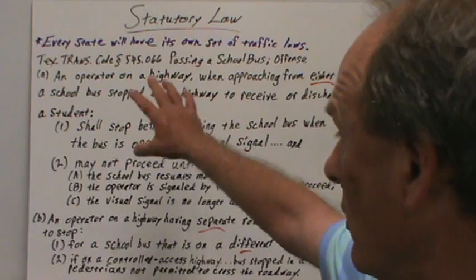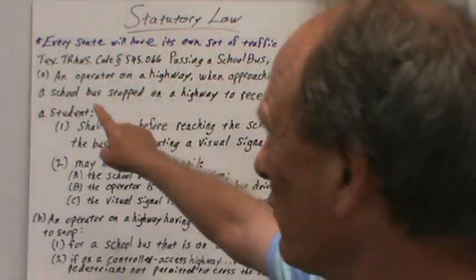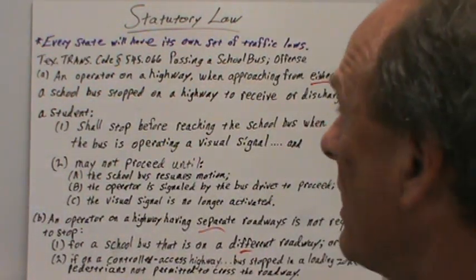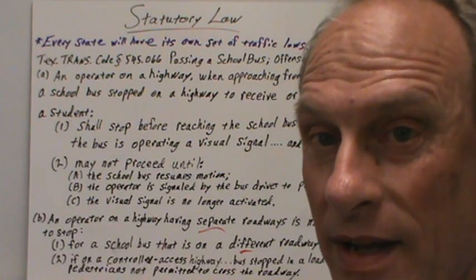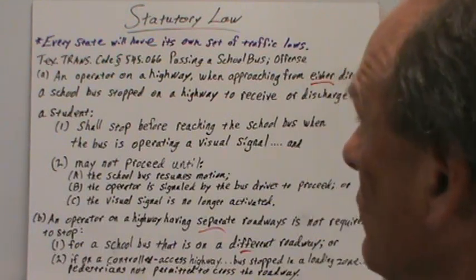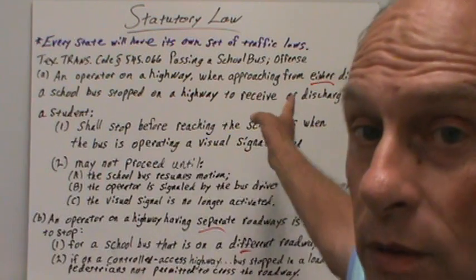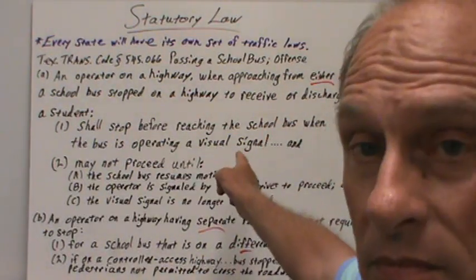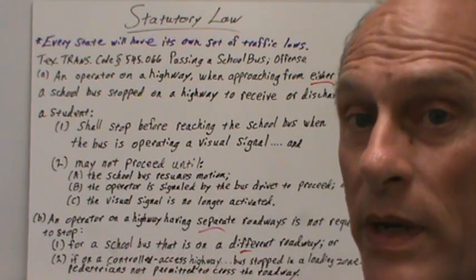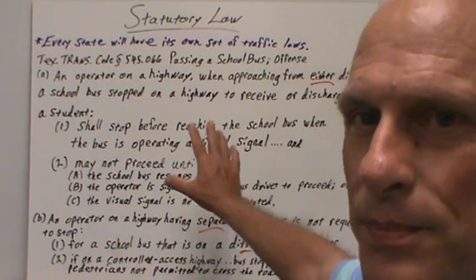Now, this is long and convoluted, and if you look at it here, it's really only one sentence from where I began to where I ended. So you have to diagram the sentence a little bit to understand exactly what your obligation is. Cutting it down, an operator of a motor vehicle when approaching a school bus shall stop, and may not proceed until. So that's the way you read this. Now, that sounds pretty straightforward.